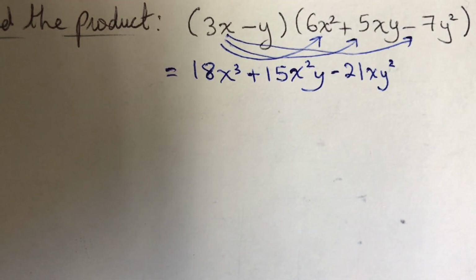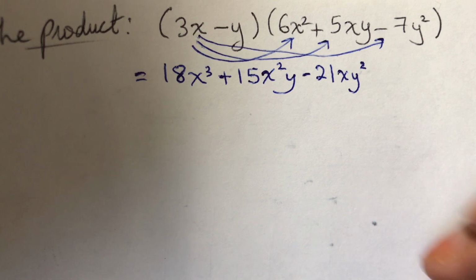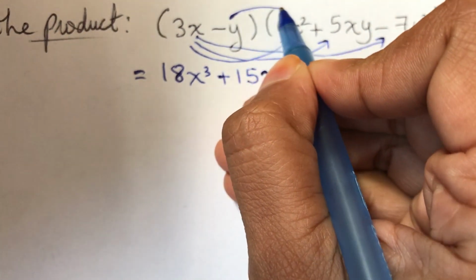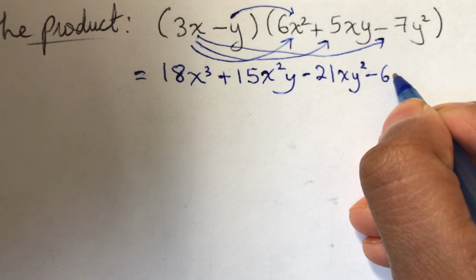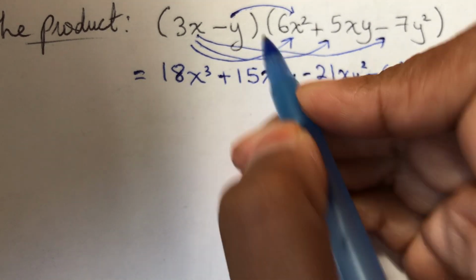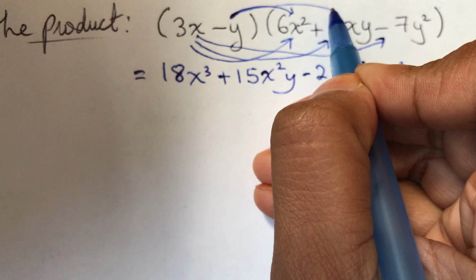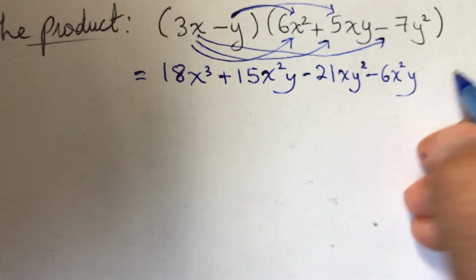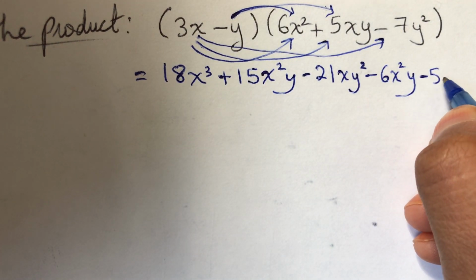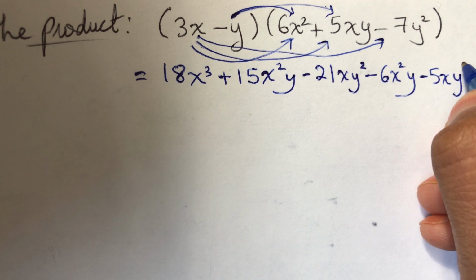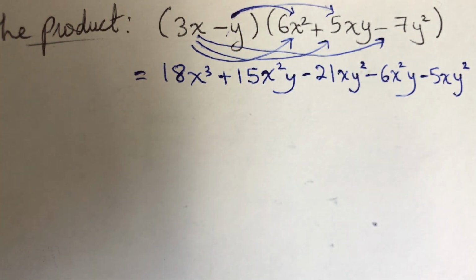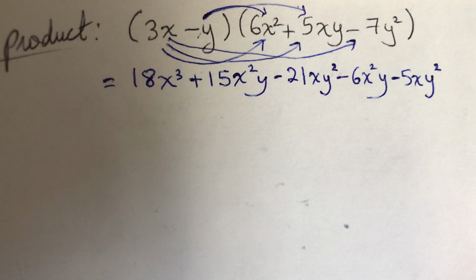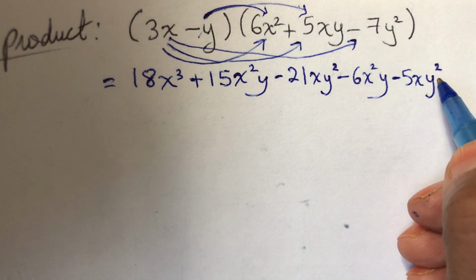Okay. Next up we have the negative y. Negative y times 6x squared gives me a negative 6x squared y. Then I go ahead, negative y times a positive 5xy. I get negative 5xy squared, because I'm having a y to the first power here and y to the first with the other term. Add them up and you get y squared.